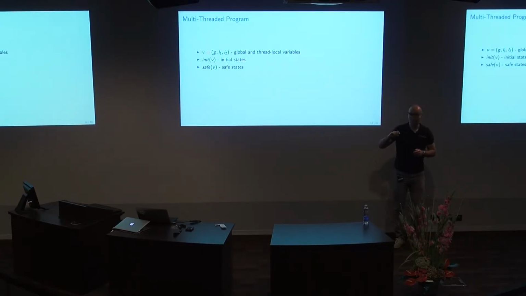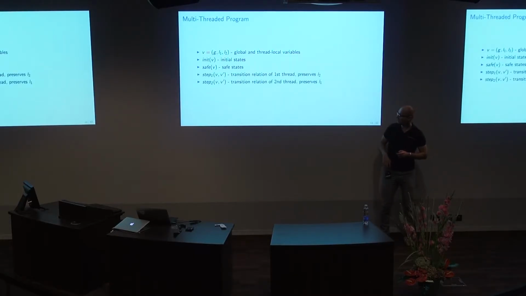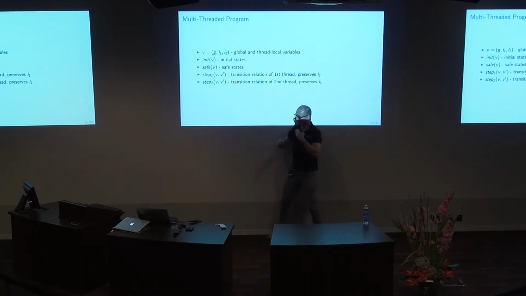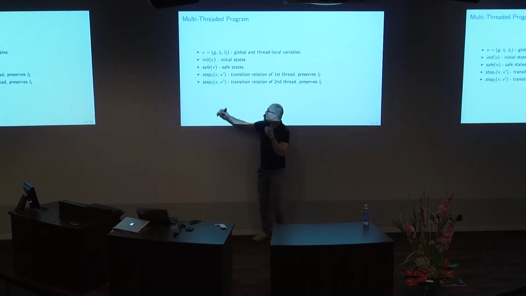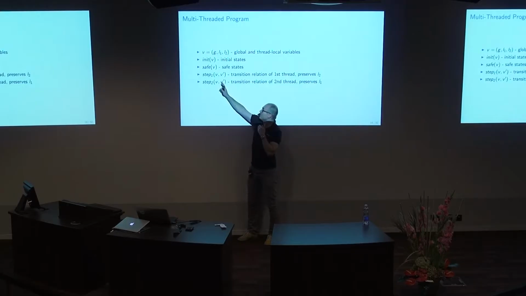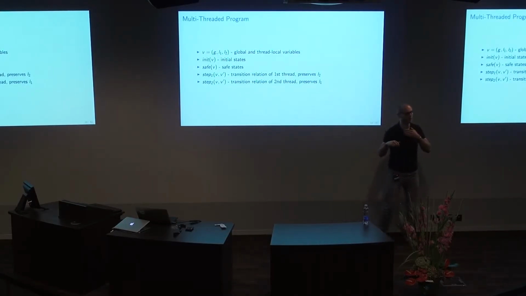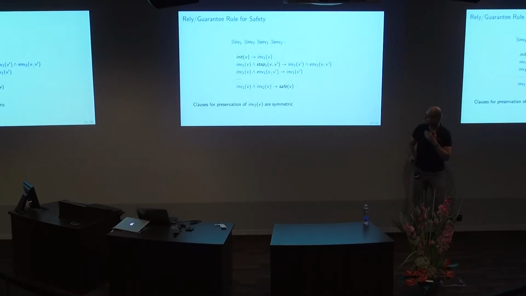So they have initial states as before, they have the safe states, and they have two threads, so step one, step two transition relations. We write them over all variables, not only the variables of a thread, just to simplify notation. But it's implicit that the first thread cannot change the locals of the second thread, and the other way around. Okay, so this is rely-guarantee.